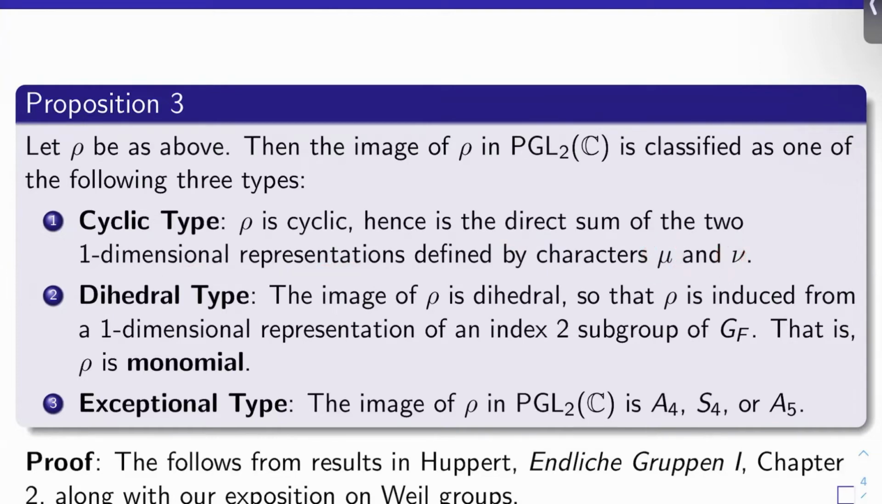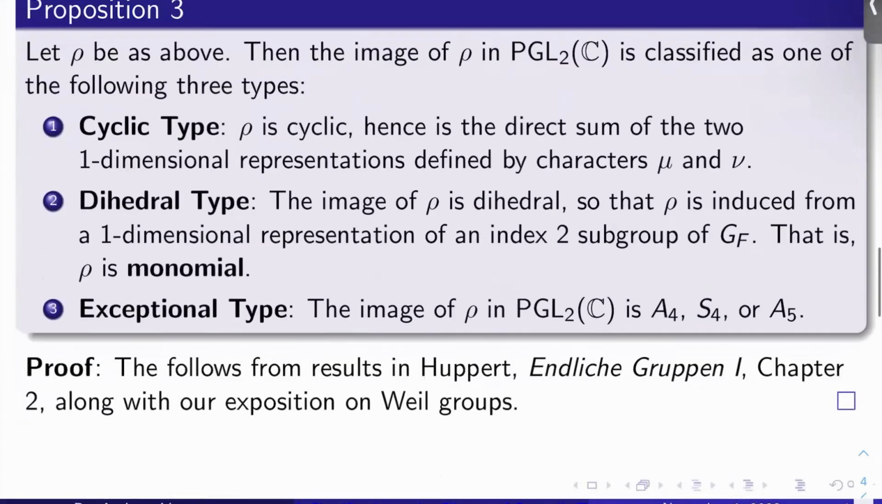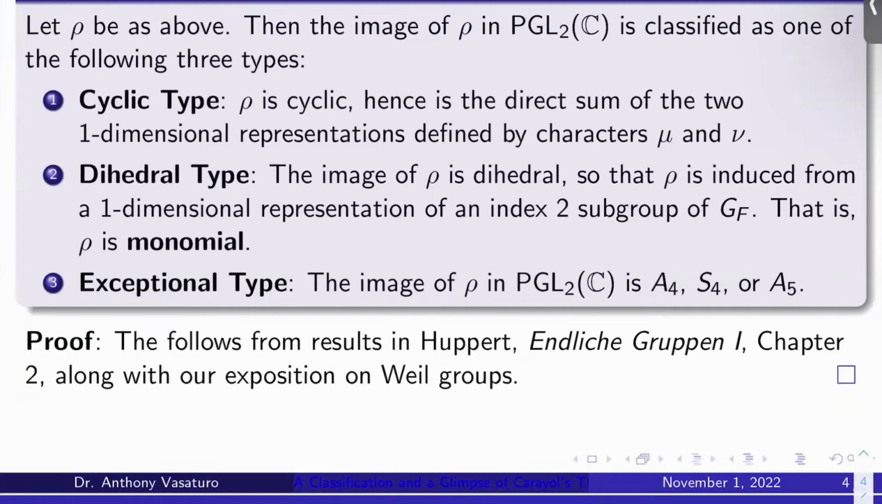It can also be of dihedral type, which means the image of rho is not cyclic, but it's dihedral. Well, what does that mean? What do you think it means? It means it's induced from a one-dimensional representation of an index 2 subgroup of the Galois group G sub F, or I guess in this case, maybe W sub F. So that is, rho is monomial. Or it can be exceptional type, which means the image of rho in PGL2 of C is A4, S4, or A5 as a group.